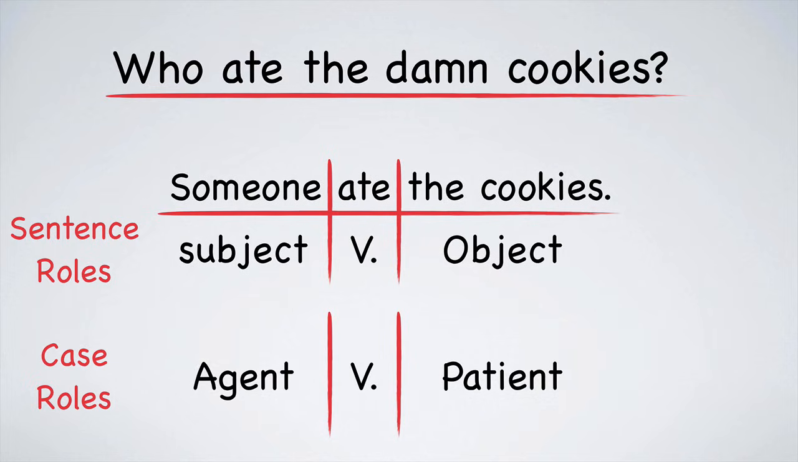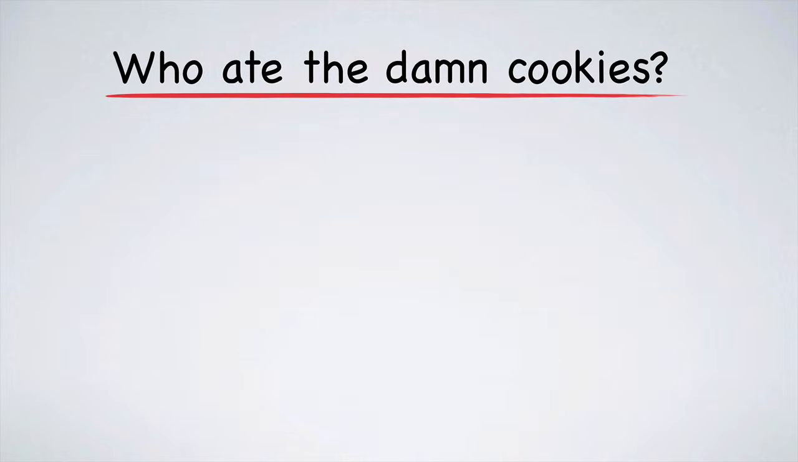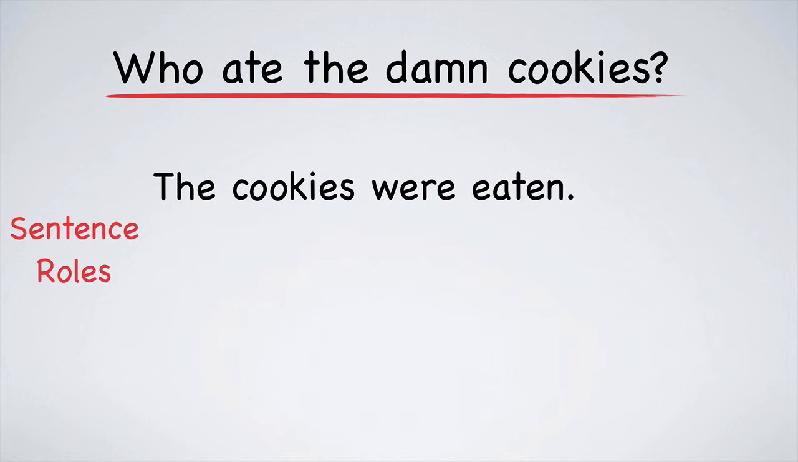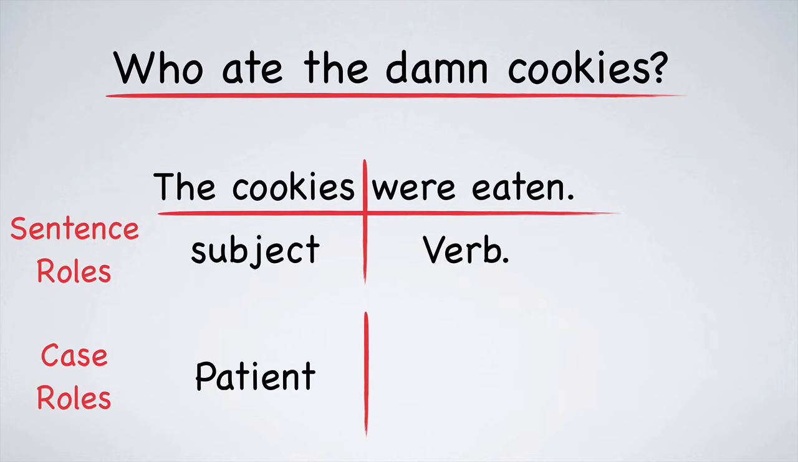The cookies. Notice that in an active sentence, the subject is the agent. Actually, this is the definition of an active sentence. Now, let's look at the passive version of this sentence. "The cookies were eaten." In this sentence, the cookies is the subject. It is also the patient. What was eaten? The cookies, right?